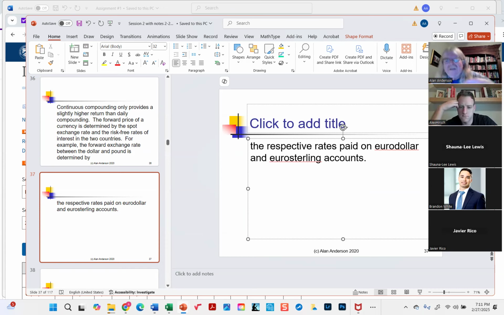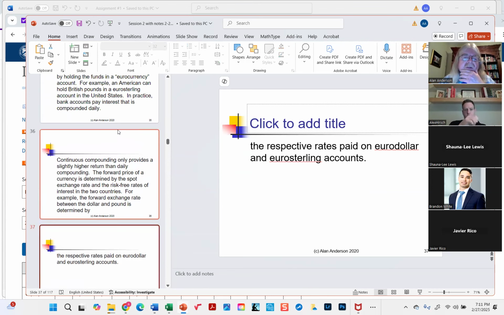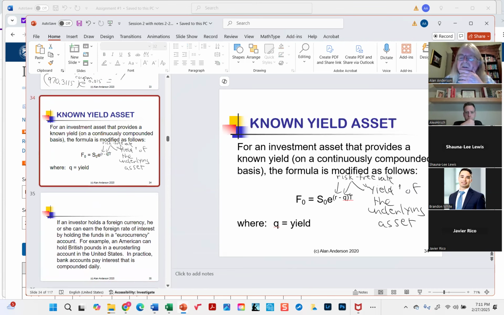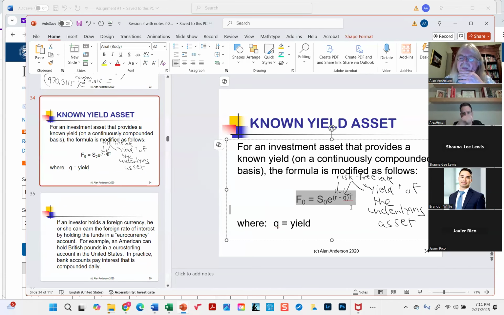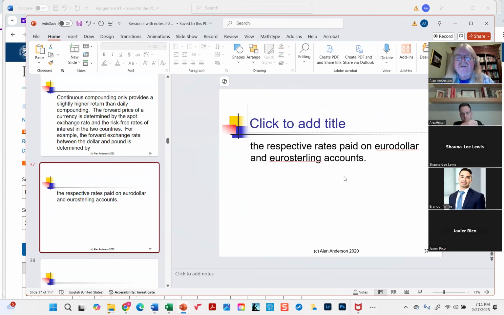Now, there's a bit of fudging going on here because these accounts are technically not risk-free, but they're awfully close. And the compounding is not continuous, it's typically daily. But for all practical purposes, we can then calculate the forward price of any currency with this model right here. Okay, so how would that work for the pound and the dollar?